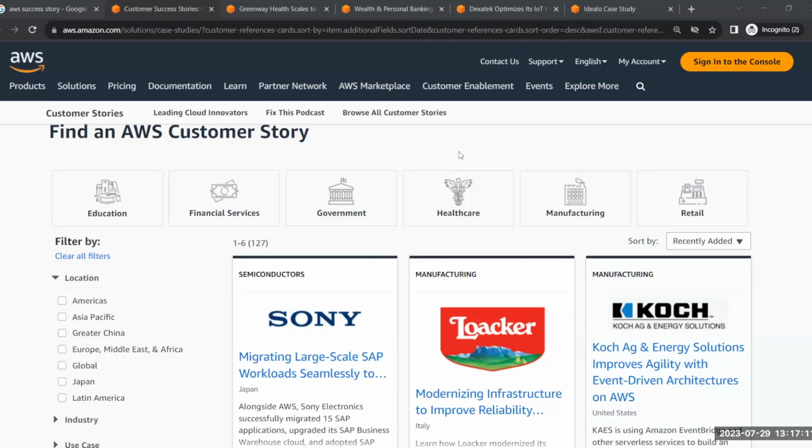So the architectures that we discussed, this is the architecture, this is how different AWS services come together. डेटा लाना पड़ेगा.